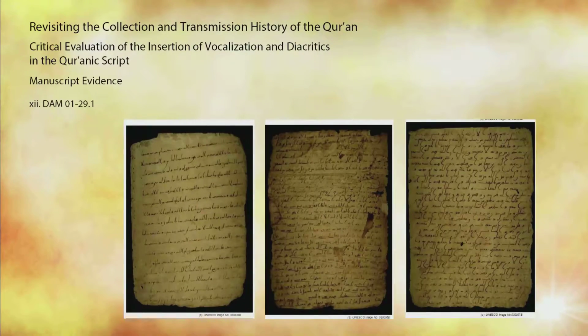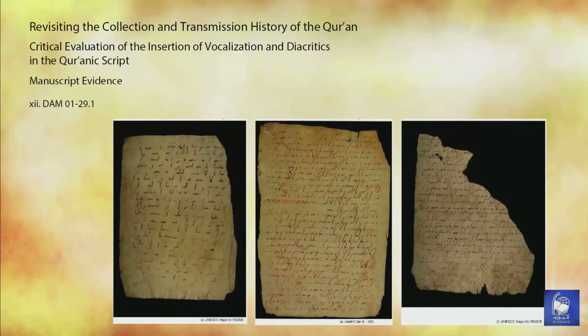Viewers, as far as the 12th example is concerned, you can see that it is also being displayed before you, and it is called the DAM 01-29.1. Now, it has miscellaneous verses. It also belongs to the 1st century Hijrah. Again, the script here is Hijazi. The location is Darul Makhtutat, Sana'a in Yemen, and you can see that there are a few diacritical marks.